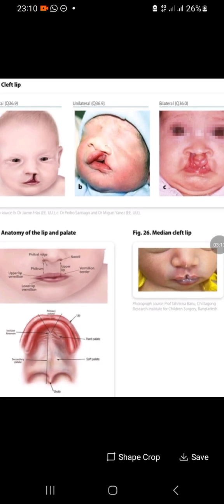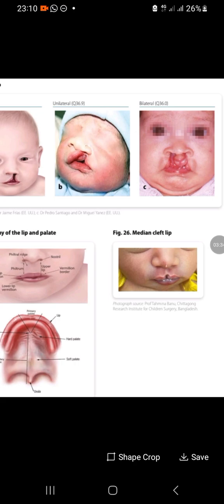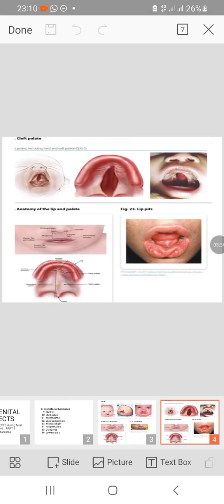Now let's go to the cleft lip. It can be corrected surgically, by doing plastic surgery, or just surgically. Let's move to cleft palate.